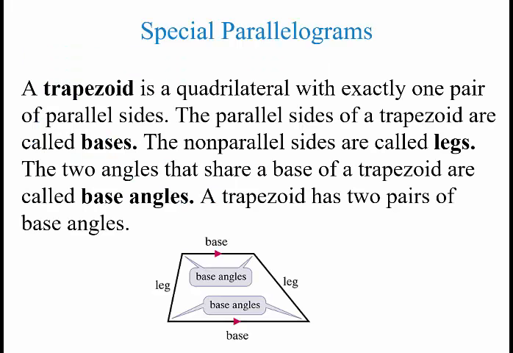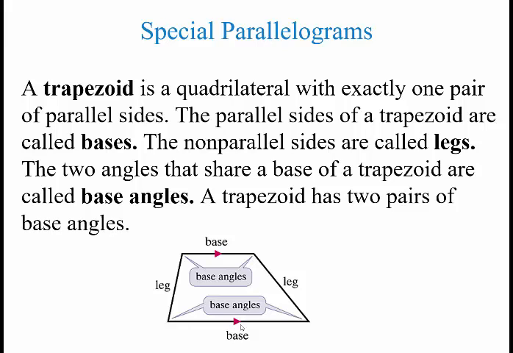All right, so a trapezoid is really just a special parallelogram. A trapezoid is a quadrilateral with exactly one pair of parallel sides. As you can see here, this is what a trapezoid looks like. They're saying that this side is parallel to this side. The parallel sides of a trapezoid are called the bases, and the non-parallel sides are called the legs.